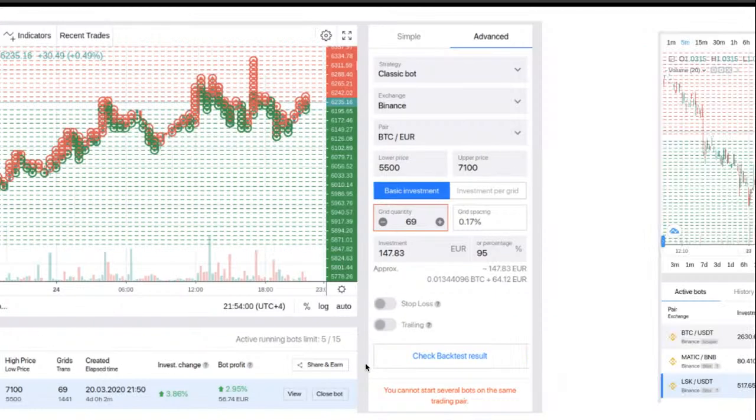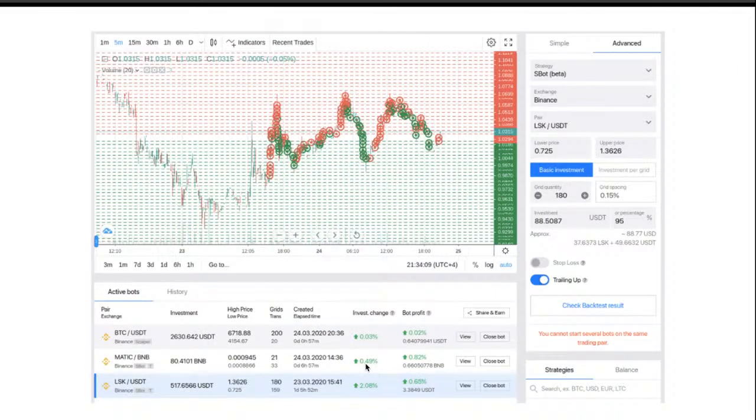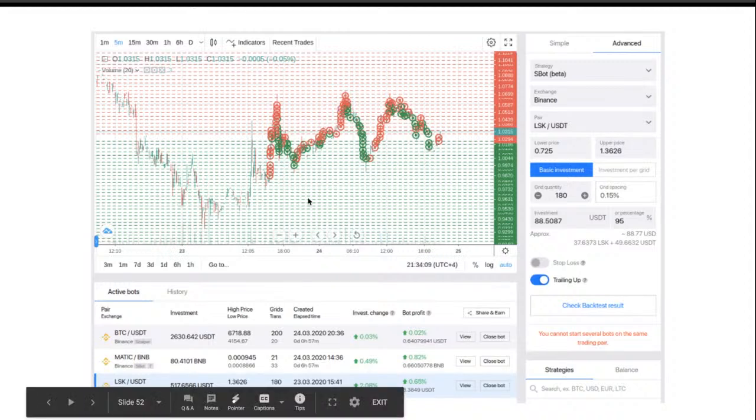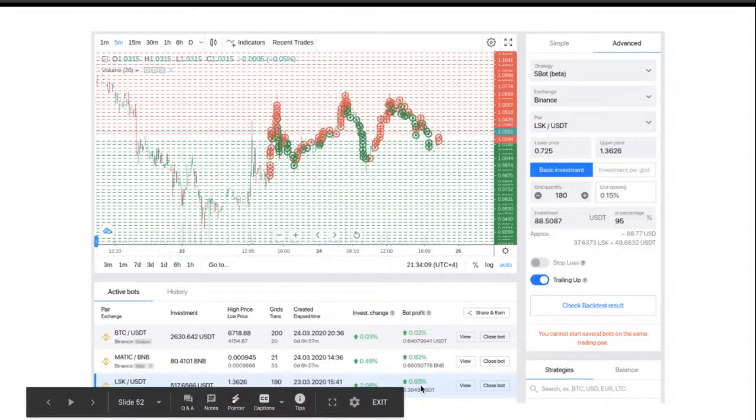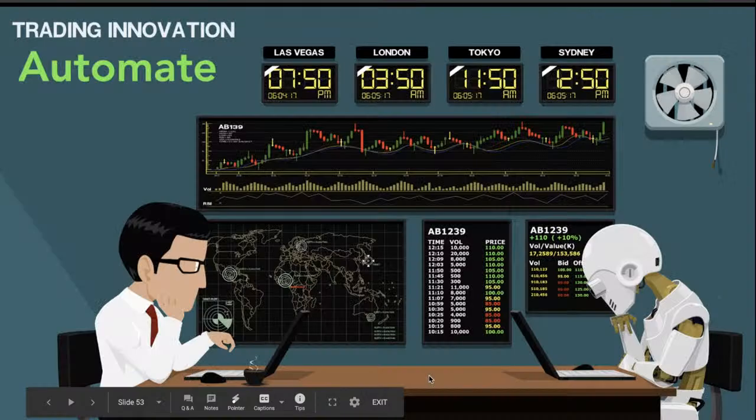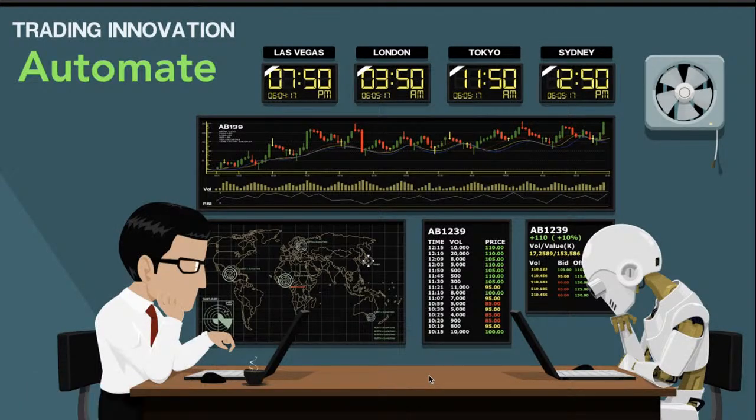Same here. Another perfect example. The market is moving upwards, but locally it looks like a short-term sideways market, which still allows us to make profits. And here's the added value of 0.65%. So at Bitsgap, we are working on automation to make your trading even more secure and more profitable.